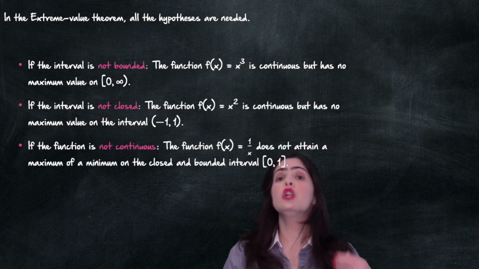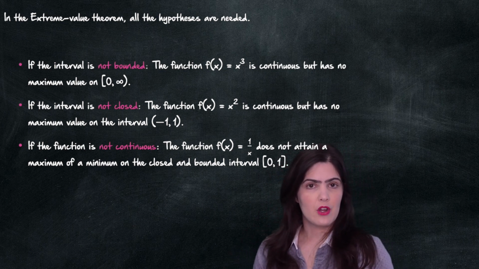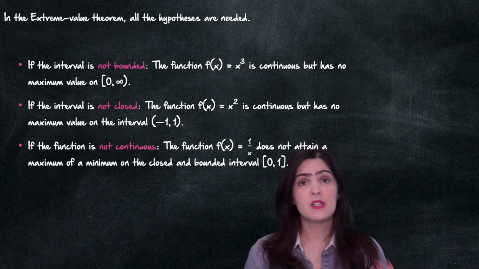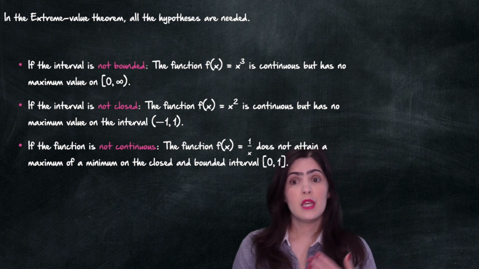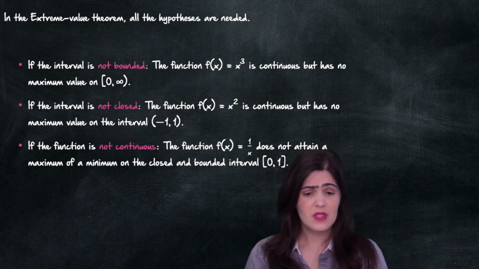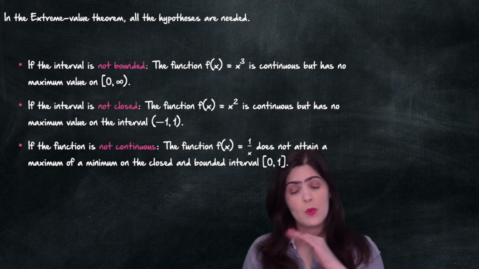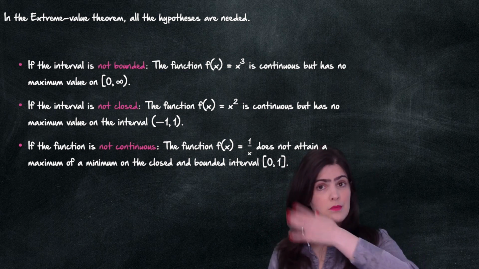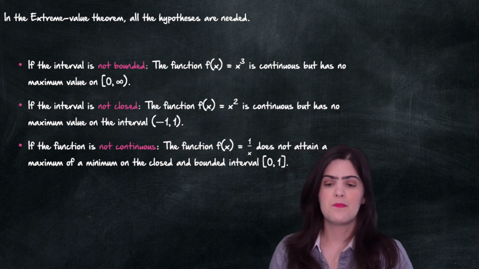And if the function is not continuous, then we again run into problems with, for example, the function f of x equals 1 over x. It doesn't have a maximum or a minimum because it has a vertical asymptote at 0. So we don't have a maximum because when we get very, very close to 0, we're going to just escape to infinity. We cannot have a maximum.